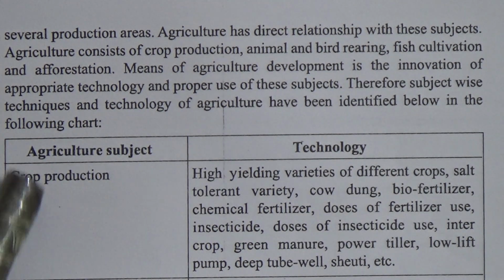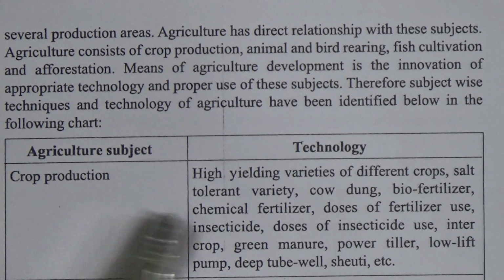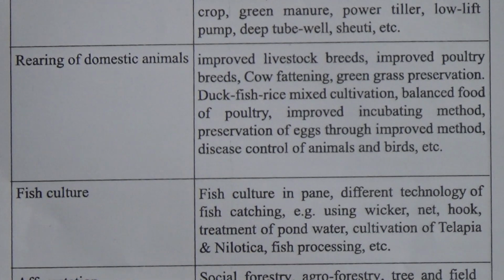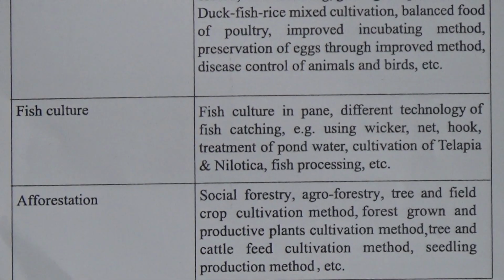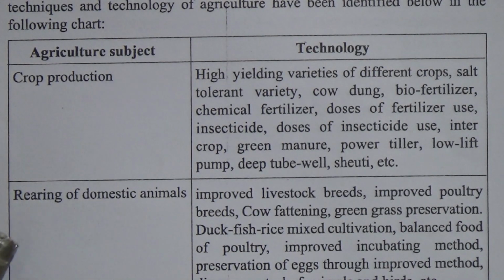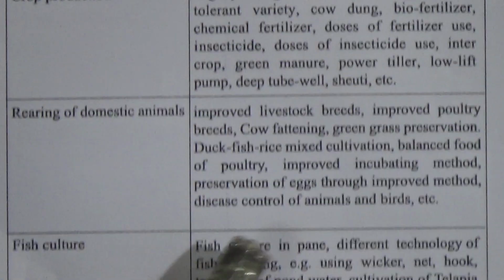So, look here, in the agricultural subject, for crop production, some technologies are given. For rearing of domestic animals, some technologies are given. For fish culture, some technologies are given, and afforestation. That means these are the main agriculture related activities, agriculture subject: crop production, rearing of domestic animals, fish culture and afforestation. You will read this at home.